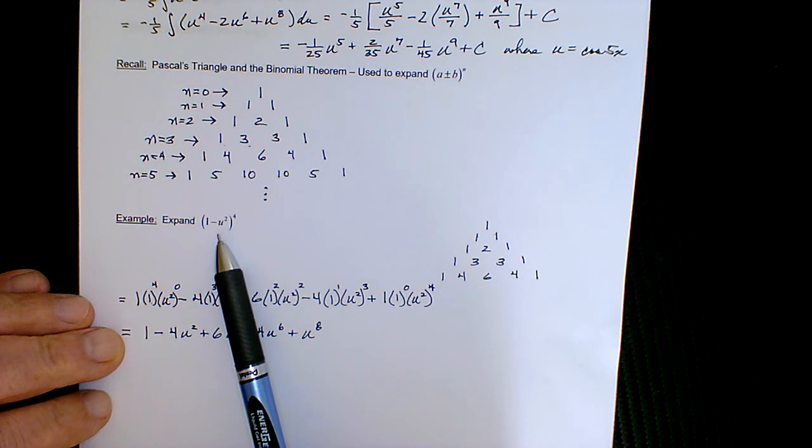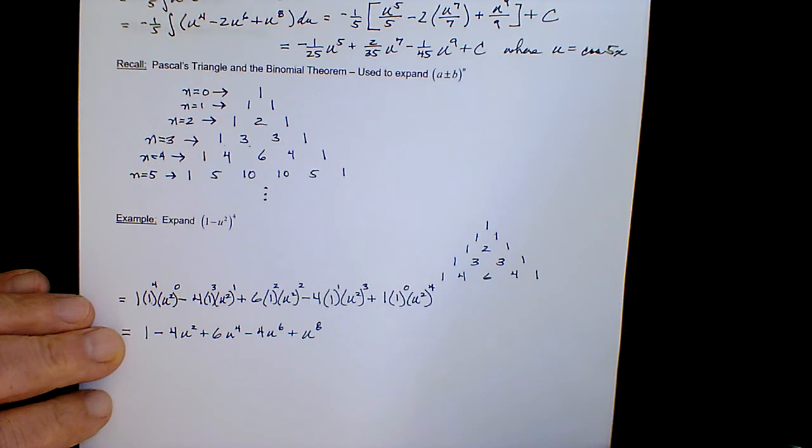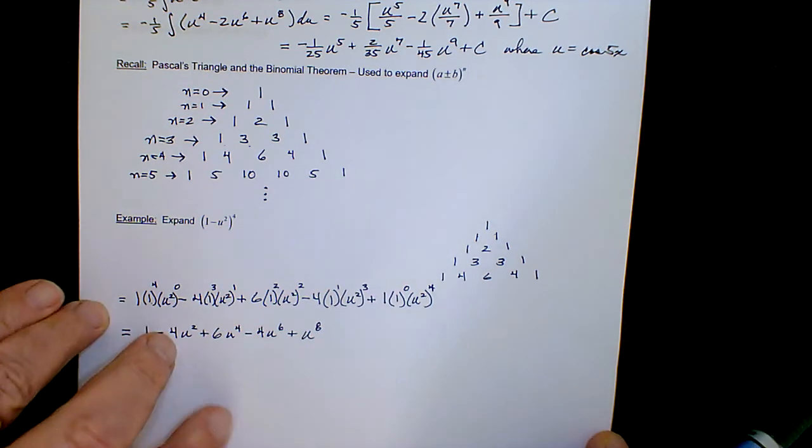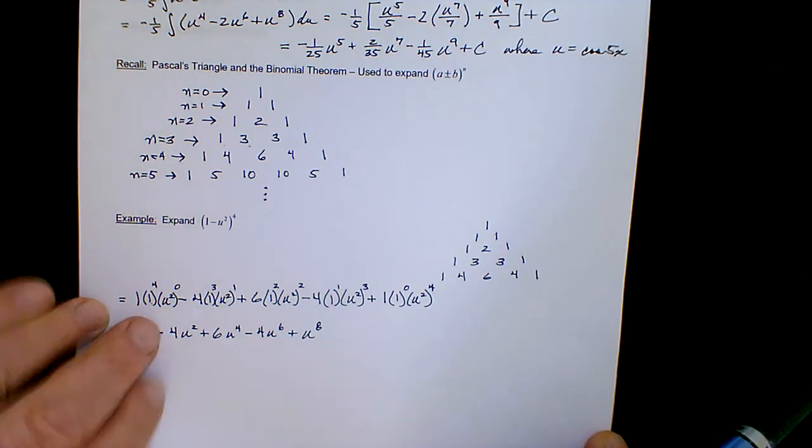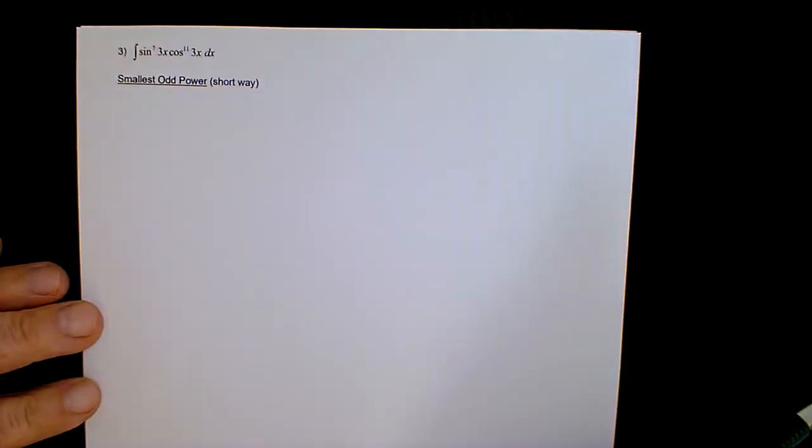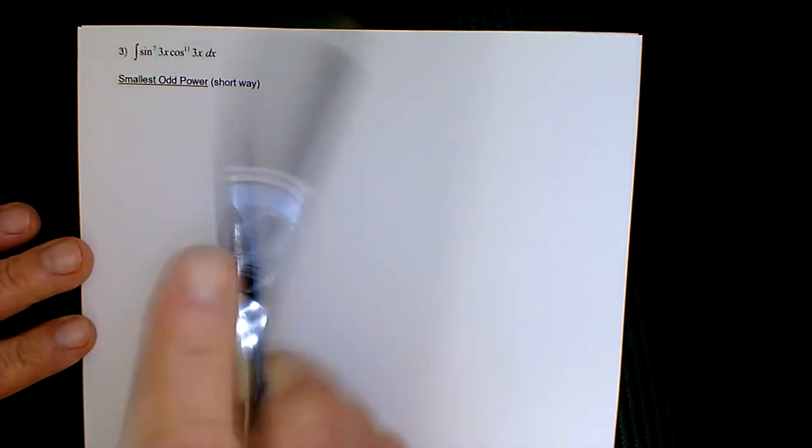The other ones are going to be 1 plus u squared and u squared minus 1. But in any event, that was how we expand. And now we'll see 2 final examples. I'm going to try to keep the video shorter, so they may be in multiple parts, as this one is.